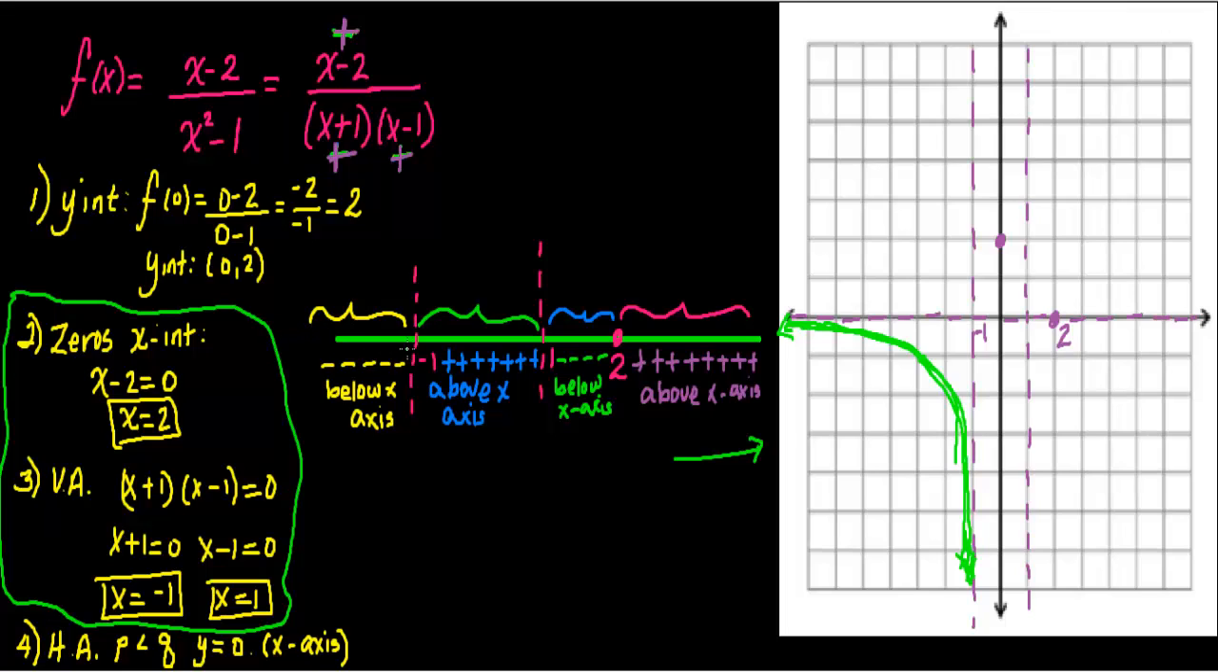from negative infinity all the way to -1. It is below the x-axis. It's very close to the asymptotes at the extremes. And that's how it will behave close to the asymptotes.